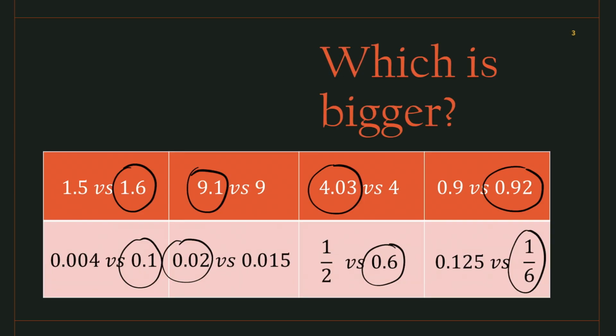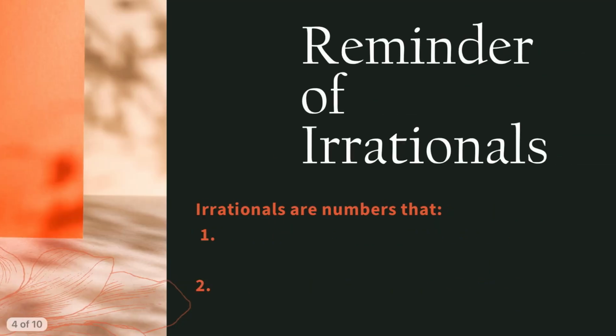The moral of the story is you need to, A, have them in the same format, so you can only compare decimal to decimal or fraction to fraction, but also, B, compare the digit spots, and that'll help you know which one is bigger, and that'll help you put it on a number line. For the rest of the lesson, we're going to be talking about irrationals, specifically in relation to square roots.